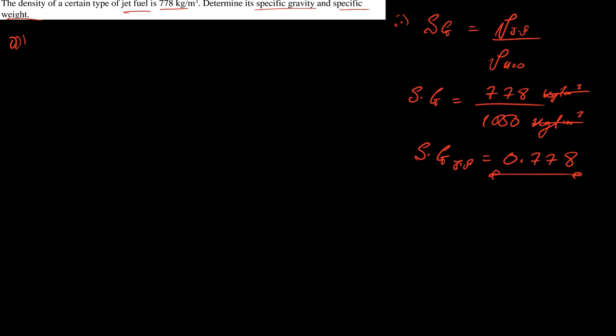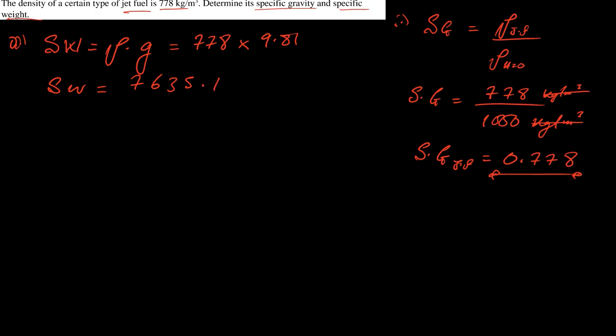So, specific weight is equal to density times gravity. And we've been told that the density in question is 778, and gravity, as we all know, acceleration due to gravity, is 9.81 meters per second squared. So the specific weight will be equal to, if we multiply this, a value of 7,635.18 newtons per meter cubed.